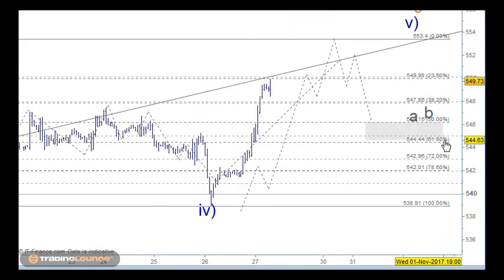This is the 50-60% mark. If we get 3 waves back to the 50-60% mark, then we know that that's corrective. But if we get 5 waves down to the 61.8% mark here, then we know that we're going to be in a bearish mode from that point. So we'll pick that up.